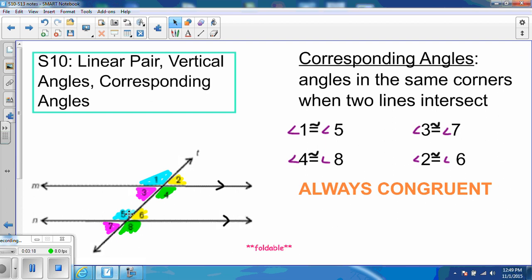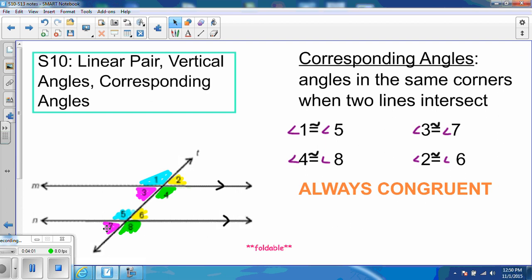So 1 and 5, those are in the same spot. They're both above parallel lines and to the left of the transversal. 2 and 6, those are corresponding angles. They're both above the parallel lines, but to the right of the transversal this time. 4 and 8, those are congruent. They're both below the parallel lines and to the right of the transversal. And finally, 7 and 3 are to the left of the transversal and both below the parallel lines. So as long as you have parallel lines, you can say that these corresponding angles are always congruent to each other.